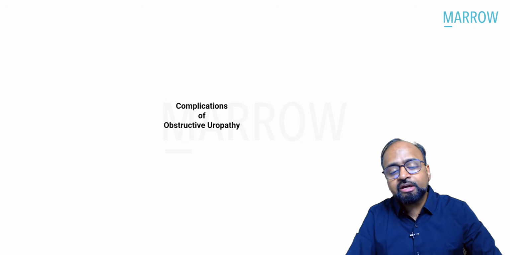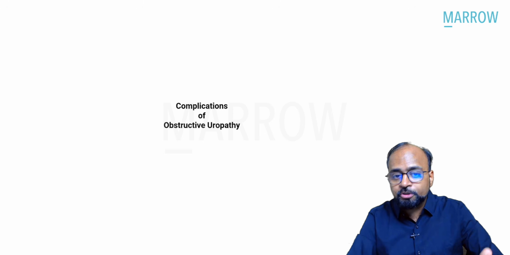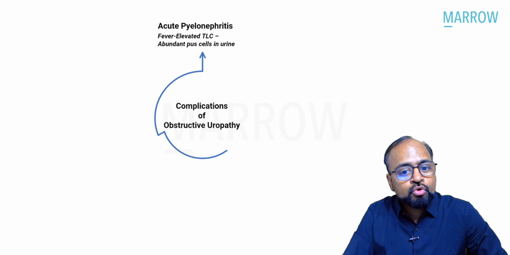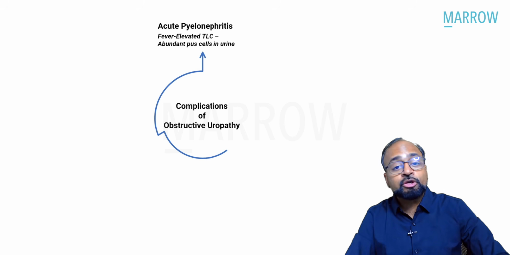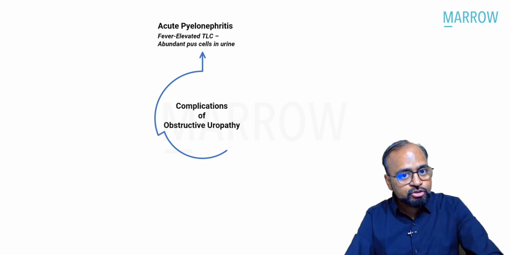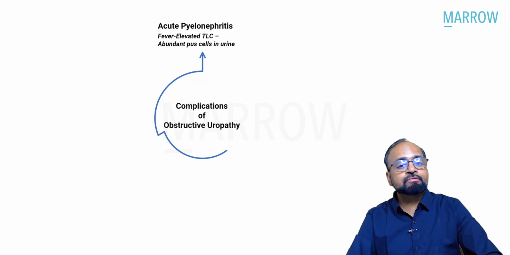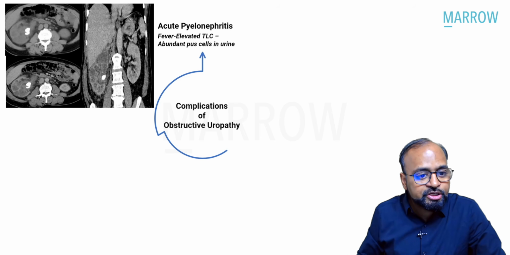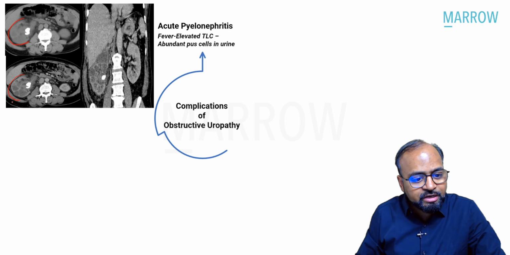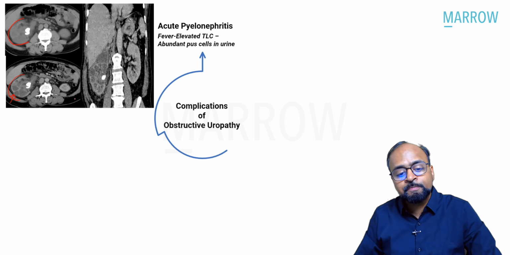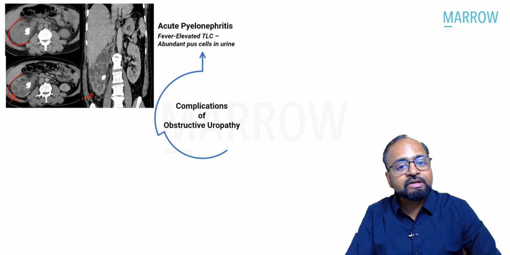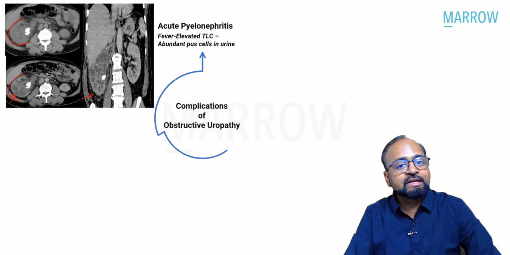Now, let us quickly cover certain complications of obstructive uropathy. Maybe next time in the upcoming NEET PG exam, they ask you about this. Patients may present with acute pyelonephritis, a known case of renal calculi, presenting with fever, elevated total leukocyte count, abundant pus cells in the urine. You do imaging on a CT scan, the kidney is markedly enlarged, shows heterogeneous enhancement, and perinephric fat stranding is suggestive of an inflamed or infected kidney, an infected renal parenchyma, secondary to calculus disease.